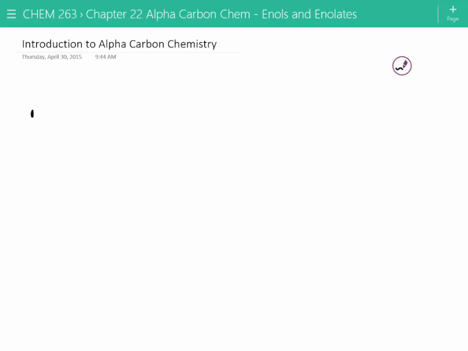So if we think back to carbonyl groups, we've got a bunch of different positions off of them. The first position right next to a carbonyl group is called the alpha position. One away, we've got beta, and then we've got gamma, and then we've got delta over here. This entire chapter is going to focus on the alpha position.